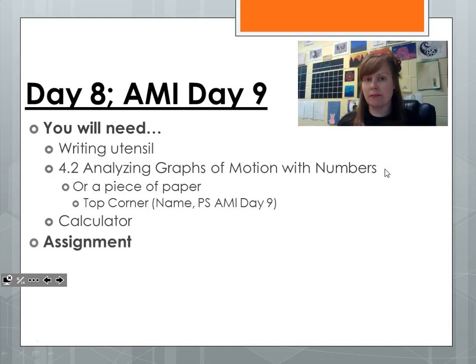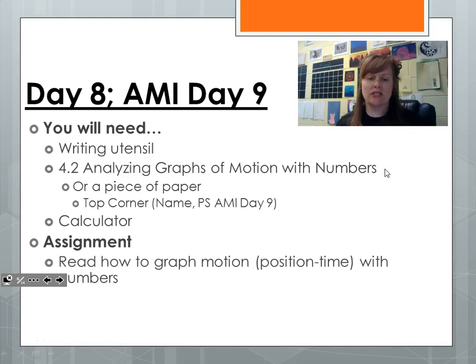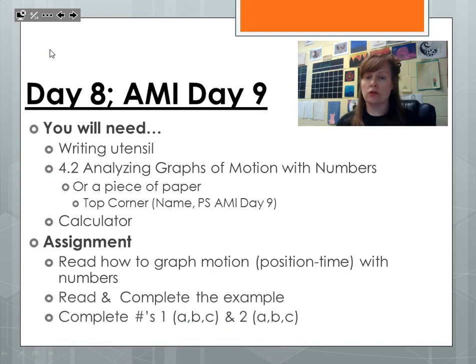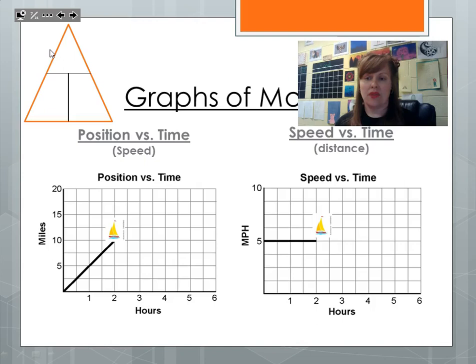You will need a calculator. There are some simple mathematic multiplications and divisions. You do have to divide by some decimals, but I don't know, maybe you need it, maybe you don't. Your assignment is to read how to graph motion, which is a position time graph with numbers. Be thankful I didn't give you without numbers. Read and complete the example, which we're going to do together, and then complete numbers 1 and 2, A, B, and C for number 1 and A, B, and C on number 2. We're going to do number 1A and number 2A together today.